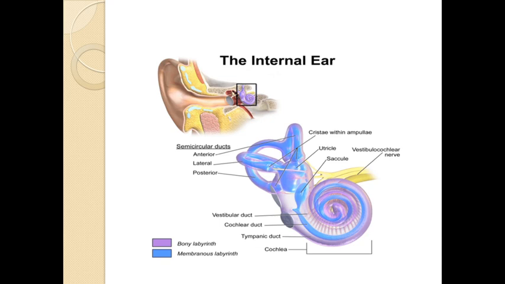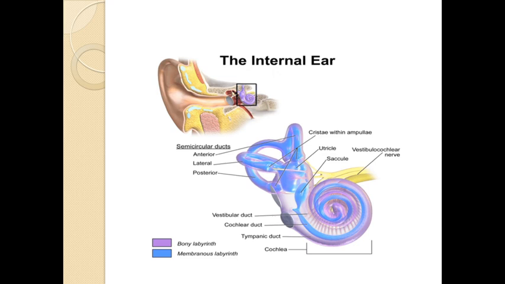The coiled tubular part is the cochlea, and when we consider the whole inner ear, the membranous labyrinth is filled with a fluid called endolymph. So endolymph is a fluid that is found within the membranous labyrinth portion of the whole inner ear. All three structures, vestibule, semicircular canals, and cochlea, contain the membranous portion.